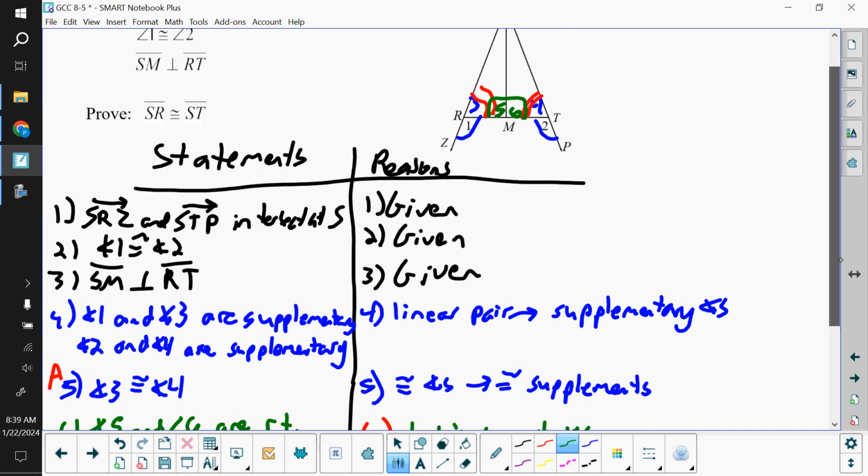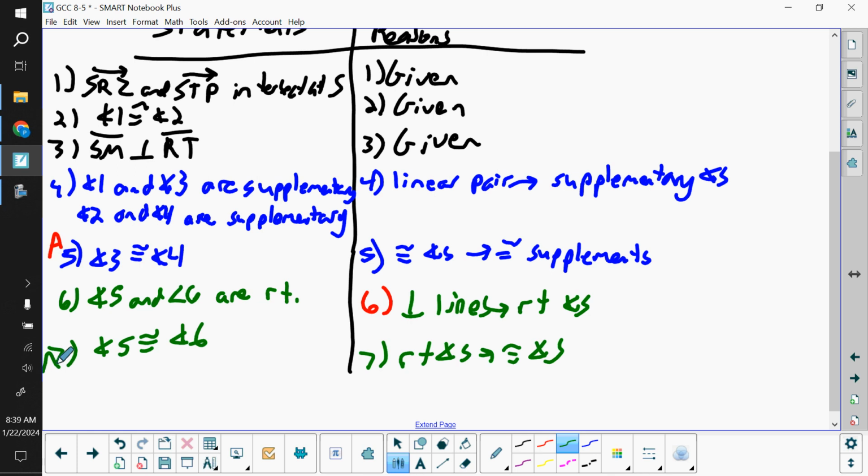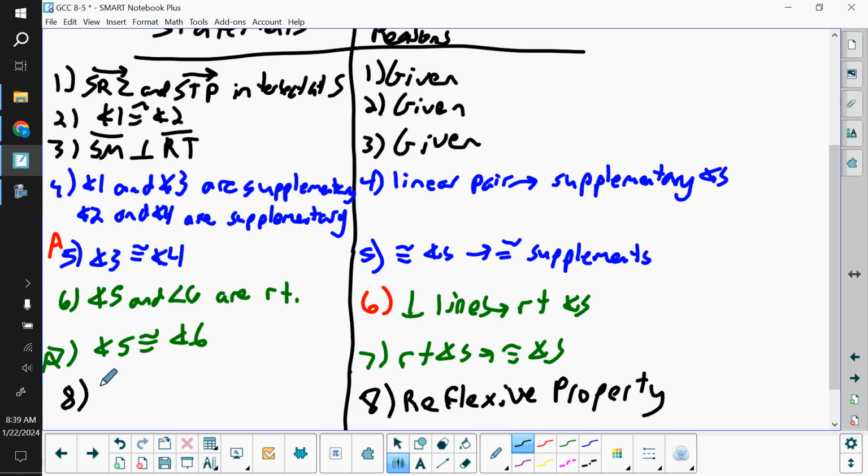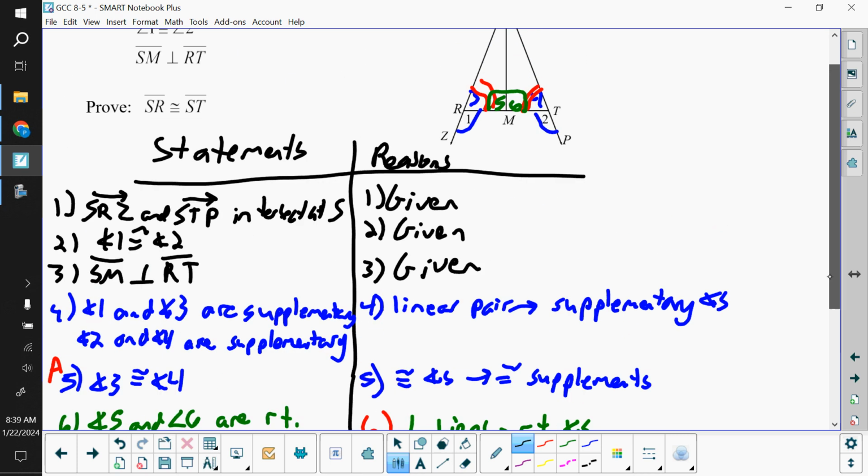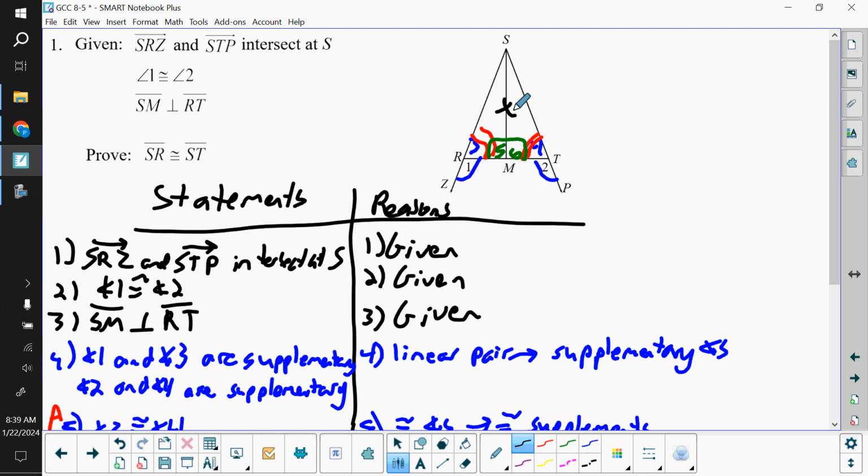And that gave us another angle. Well, angle, angle, angle doesn't work, so we have to do something with a side, and we've got an easy side there with reflexive. So we'll do our reflexive property. Which gives us SM congruent to SM. We'll mark that up in our picture with an X.